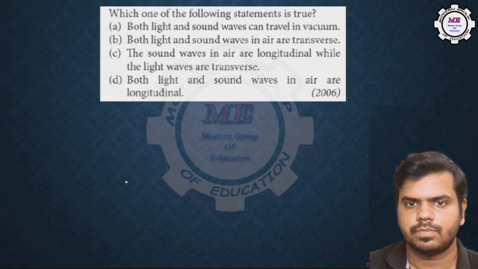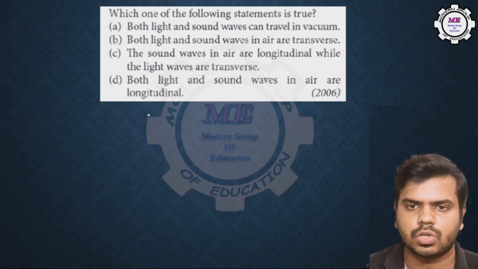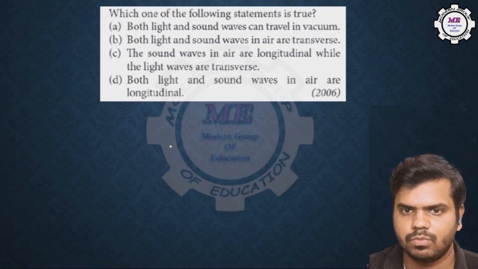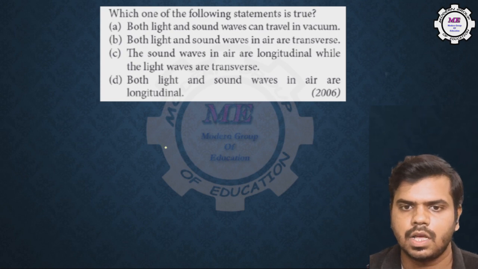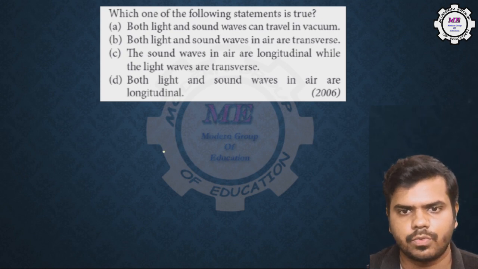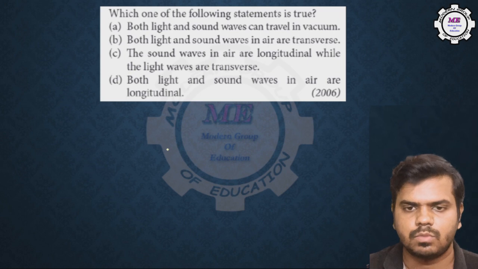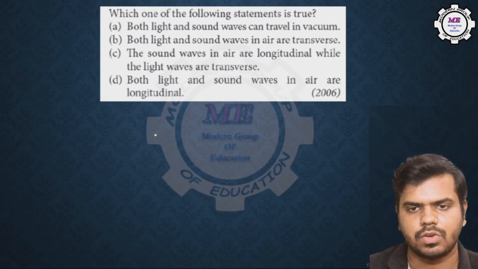In the first question, which one of the following statements is true? Both light and sound waves can travel in vacuum. Both light and sound waves in air are transverse. The sound waves in air are longitudinal while the light waves are transverse. Both light and sound waves in air are longitudinal.